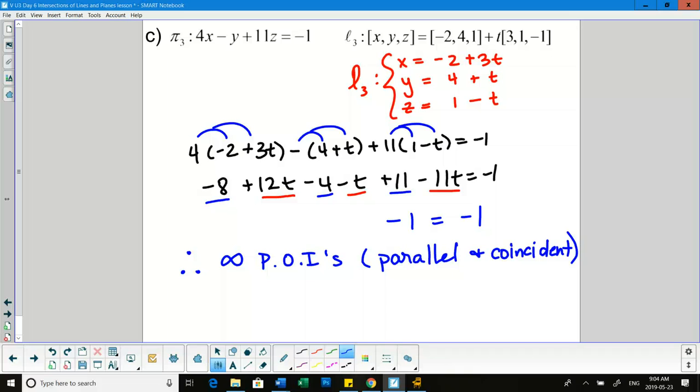Or I get a statement that is always true. If it's always true, that tells me infinite, right? So it means it's true, but literally always. So infinite points of intersection. I can't solve for one specific point just because every point on this line is inside the plane. I mean, I could solve for a specific point just by plugging in any parameter for t, but it's literally every point on the line.